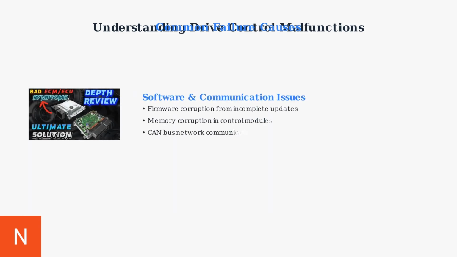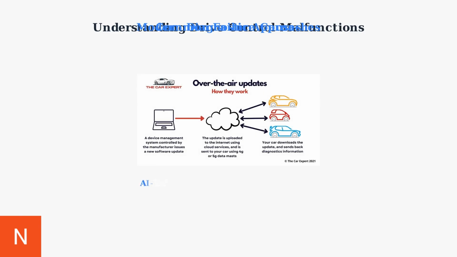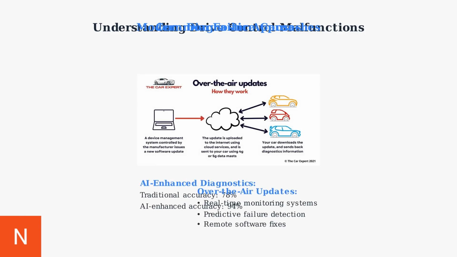Software and communication problems are increasingly common in modern vehicles. Firmware corruption from incomplete updates, memory corruption in control modules, and failures in the CAN bus network can all trigger service-required errors. Modern diagnostic tools use artificial intelligence to predict failures before they occur, improving diagnostic accuracy from 78% to 94%. Over-the-air updates enable real-time monitoring, predictive failure detection, and remote software fixes without requiring a service visit.